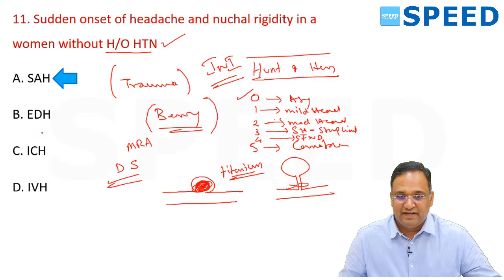EDH. In EDH, the most common site of injury is the pterion, the thinnest portion of the skull bone, and the middle meningeal vessels could be injured or ruptured. It is a biconvex, lenticular shaped hematoma, a lucid interval can be present, and it has a good prognosis compared to all the other hemorrhages in the brain.